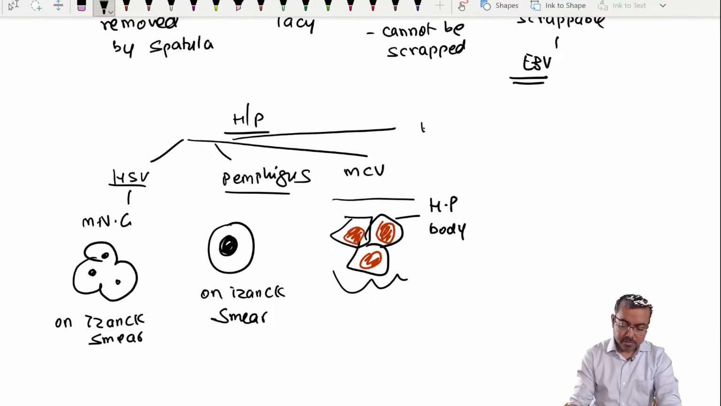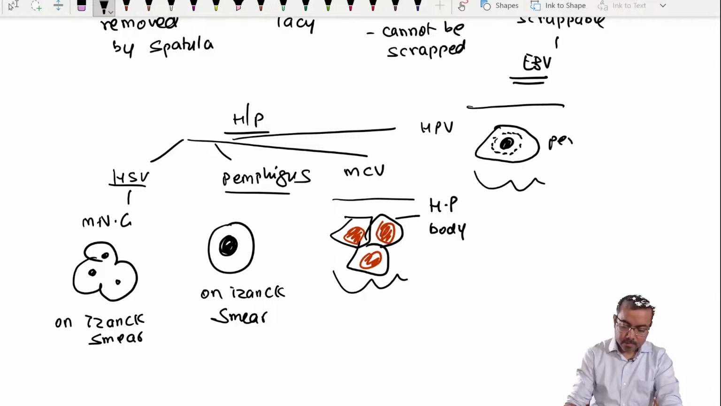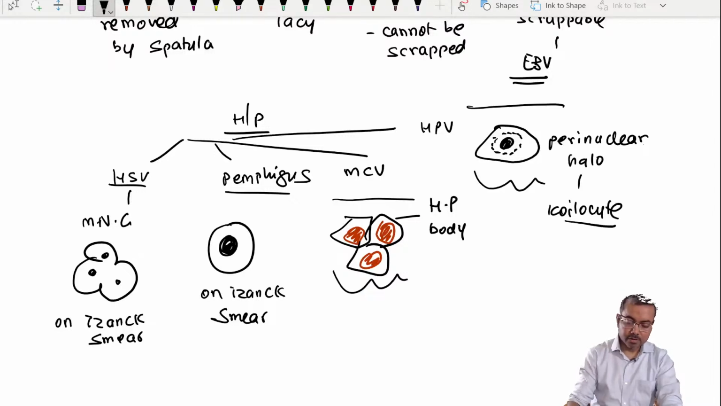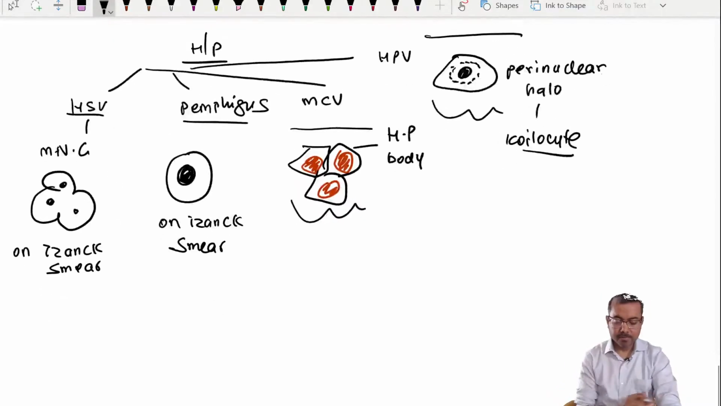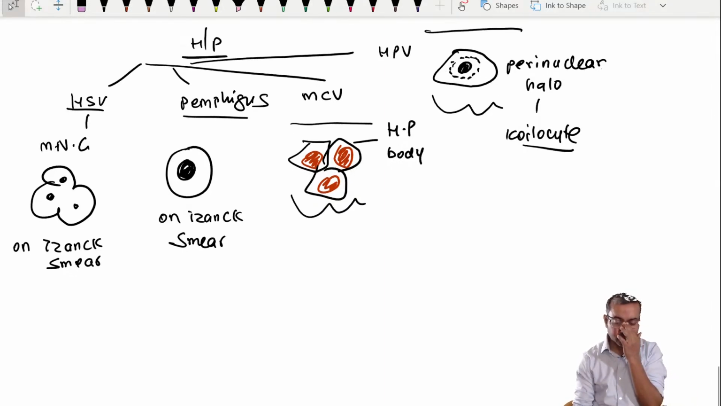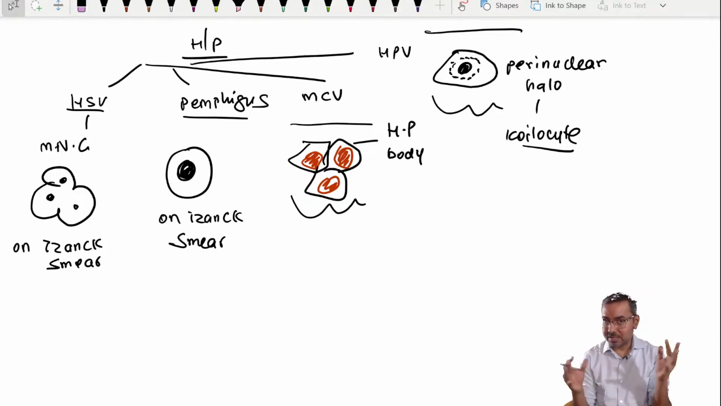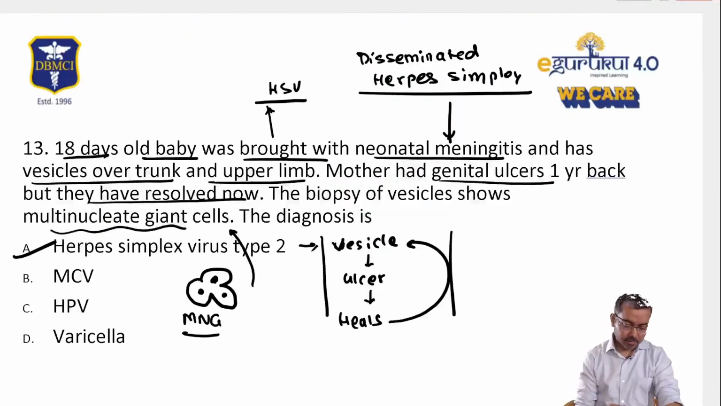If it's going to be HPV, we're going to have a cell and a nucleus and a perinuclear halo. Perinuclear halo. We call this a koilocyte. So these are the four things that you can remember: HPV, MCV, herpes and pemphigus. This is going to be a good revision and summary for these bodies that you can get in viruses versus pemphigus. So the answer obviously would be herpes simplex.